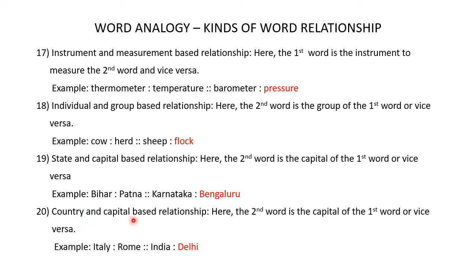Country and capital based relationship. Here, the second word is the capital of the first word, or vice versa. For example, the capital of Italy is Rome. Similarly, the capital of India is Delhi.